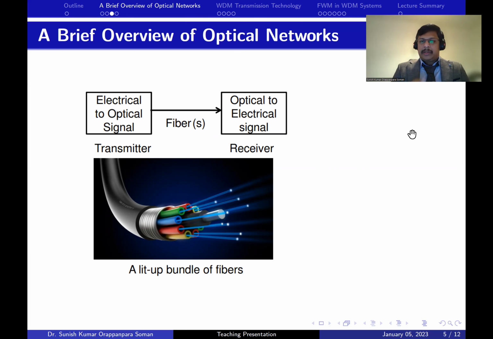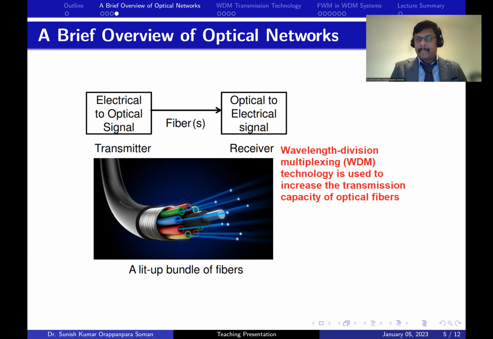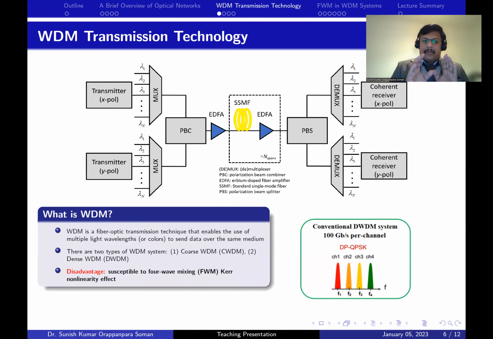To utilize the huge available bandwidth of optical fiber, we use a technology called wavelength division multiplexing. WDM is a technology used to increase the transmission capacity in optical fibers. So what is WDM? By definition, WDM is a fiber optic transmission technique that enables the use of multiple light wavelengths, or multiple colors, to transmit information over long distances.